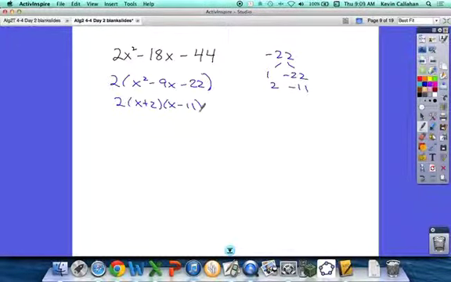So it was a two-step process instead of a six-step process. So don't think that every problem you get, just because it's got an a that does not equal 1, is necessarily the sixth step. See whether you could simplify it by factoring it out. You might be able to.